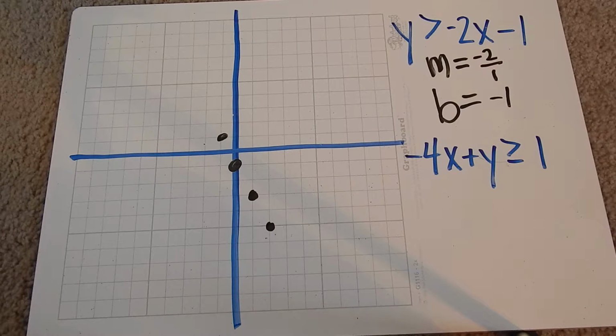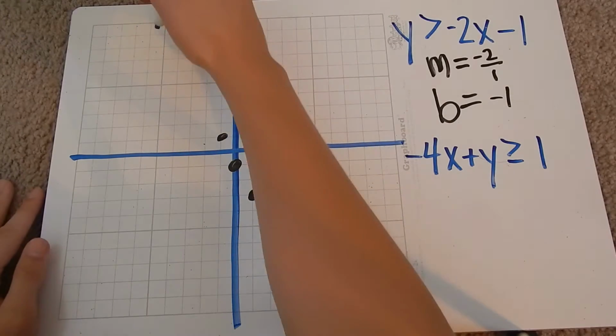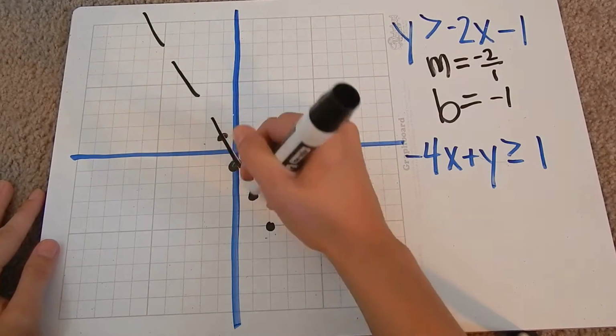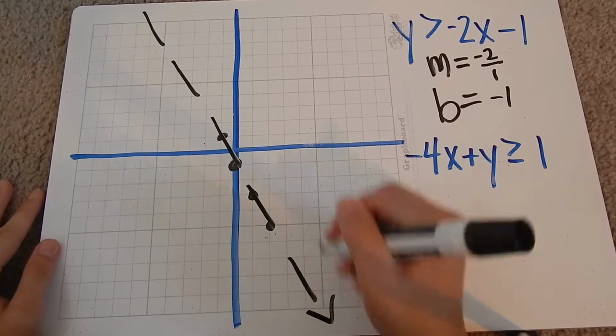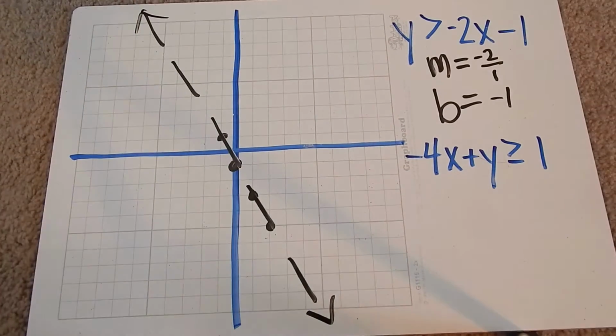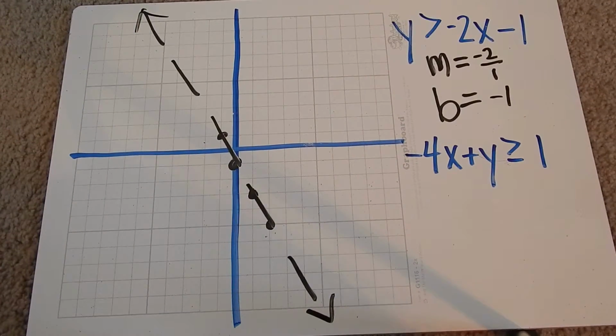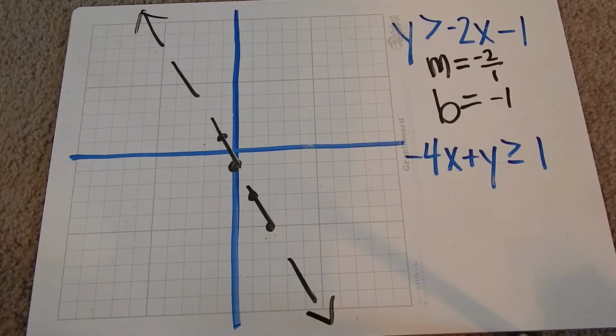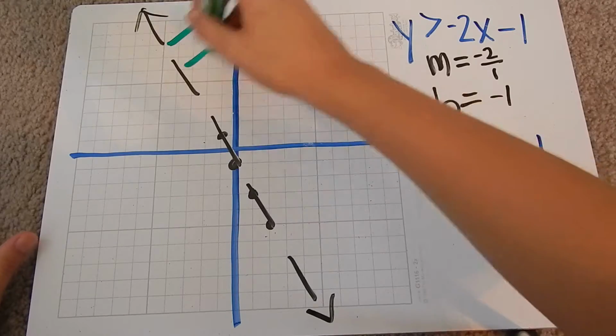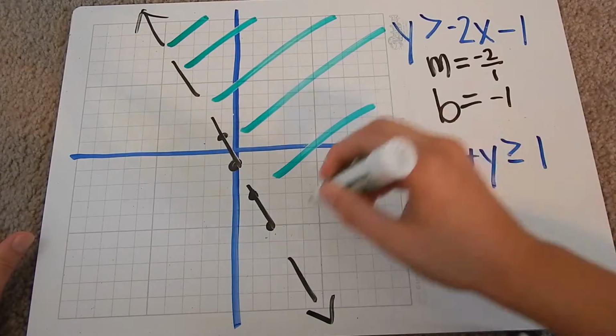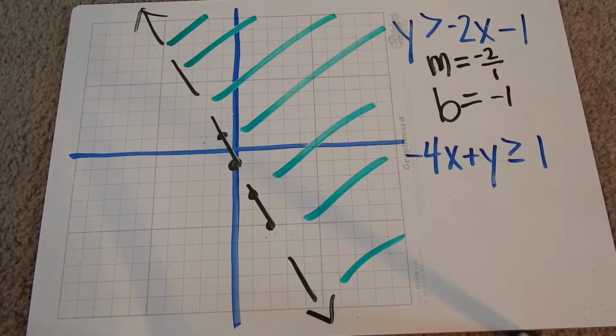Now that we have a couple points, we need to look if we have a solid or a dotted line. This is the greater than sign, not equal to, which means it's not included. So it's going to be a dotted line. Then I need to shade. So I'm going to shade greater than. That means above the line. So I'll shade that in green. Everything above the line there.